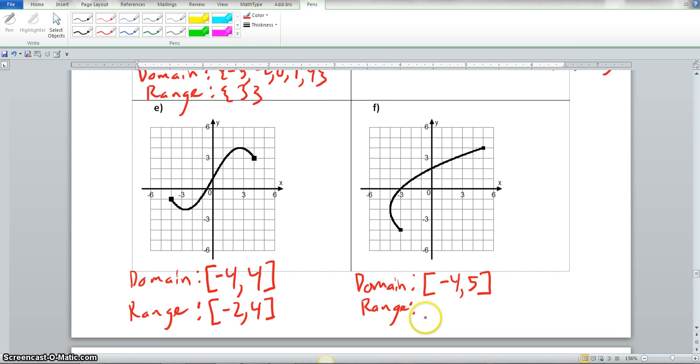Now, if we go to the range, our lowest y value is -4. Our highest y value is +4. And they are included, which means they are part of the graph. So we add -4, +4. And that's it.